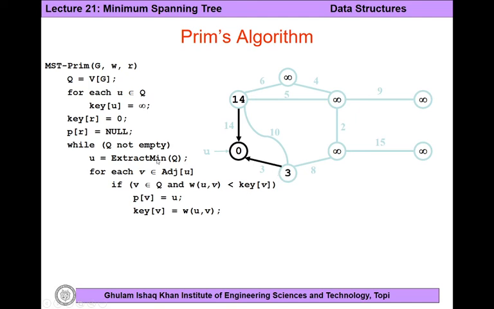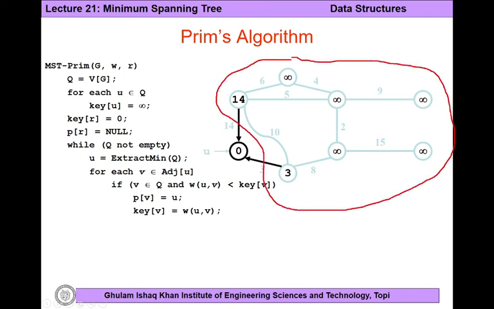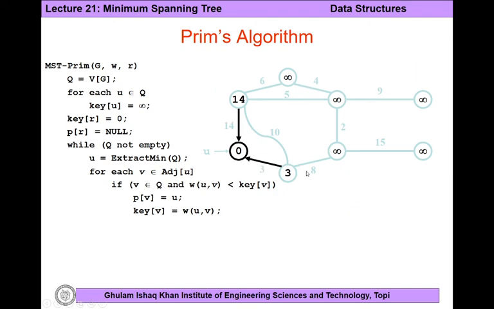Now from the remaining nodes, it will extract the minimum value. Now if you see here, the minimum value is 3, right? Now this will be extracted. See, now what will happen? It will check this neighbor.